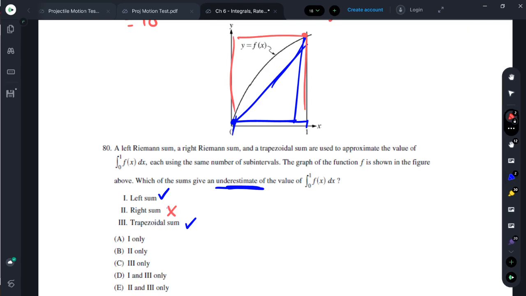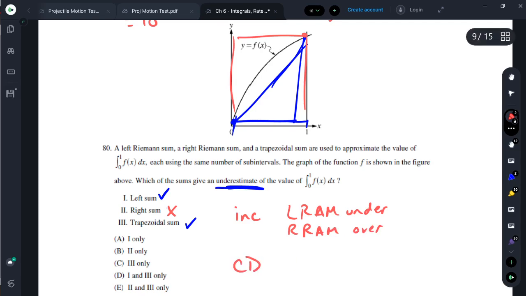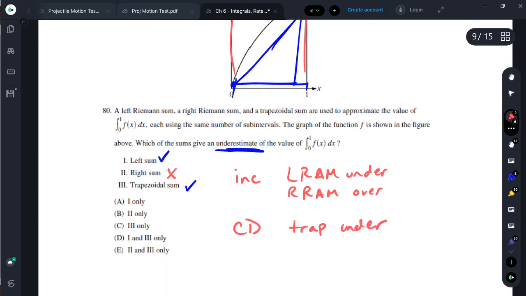Kind of remembering these, if our graph is increasing, then LRAM is under, and RRAM is over. Decreasing would be the opposite. And if our graph is concave down, the trapezoid is under. Concave up would be trapezoid over. So you can memorize those, or you can just know how to draw them. Either way, it was 1 and 3 as our answer choice.